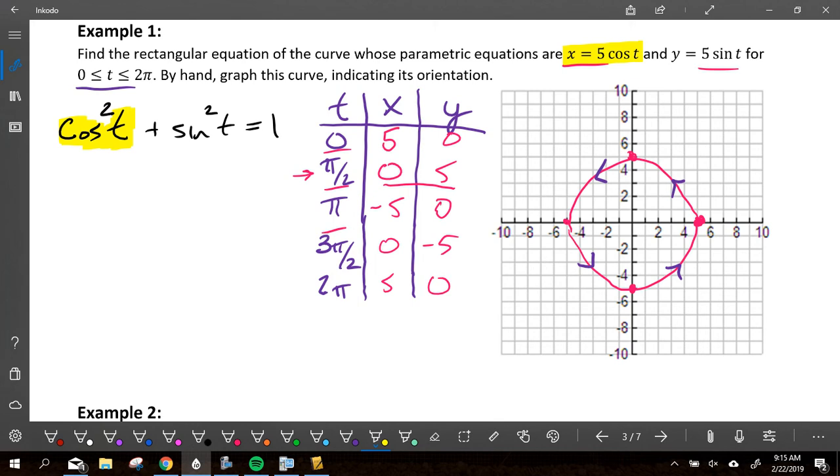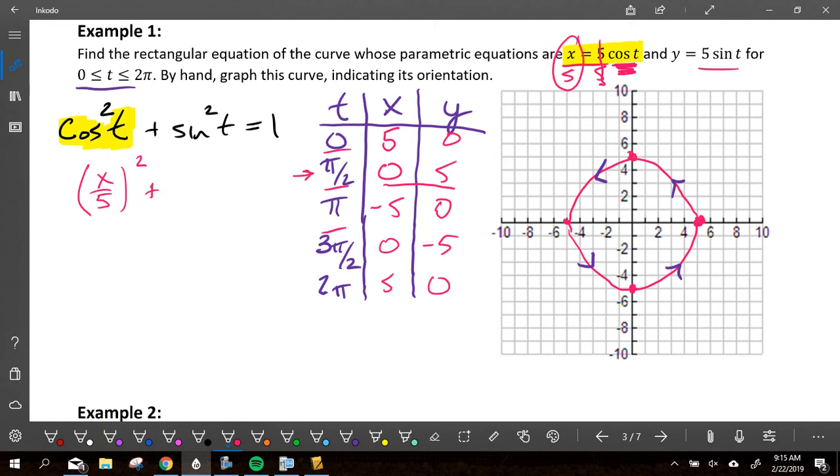Where'd you get x over 5, Drew? Divided by 5. If he divides by 5, that's gone. Now all he has left is cosine of t is equal to x over 5. So we're going to substitute in there. We are plugging in x over 5 squared. That's what cosine of t is, and then we're squaring it.